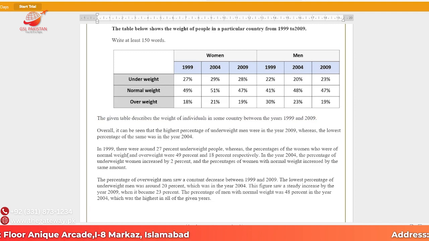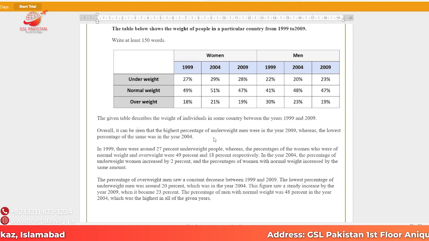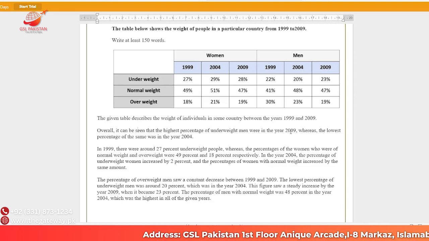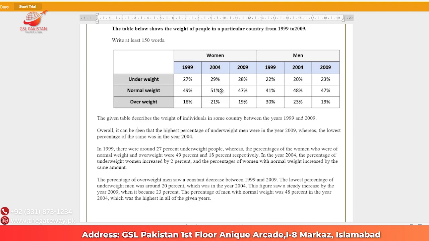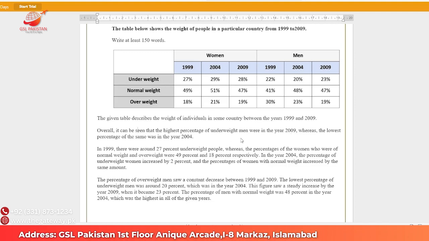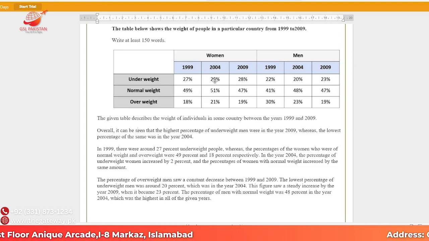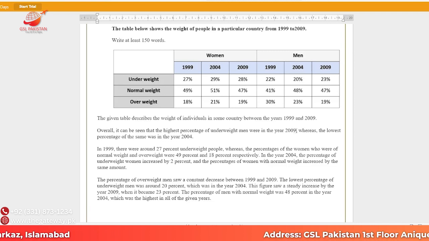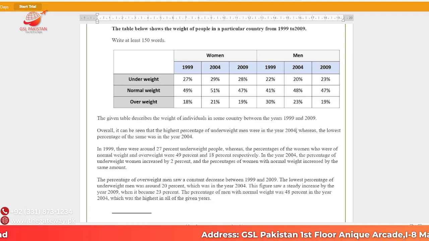The overview that I've written over here is that overall it can be seen that the highest percentage of underweight men were in the year 2009. So the highest percentage of underweight men were in the year 2004. It should be 2004 over here, underweight men. Be really careful of these mistakes so you don't make them in the test. I was just doing this in a hurry. This was just a tentative draft.